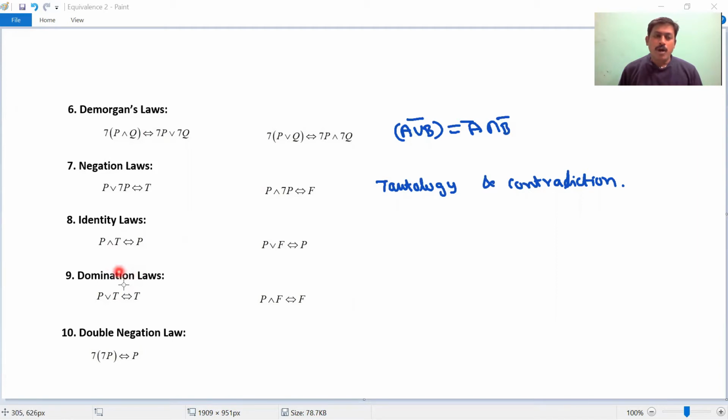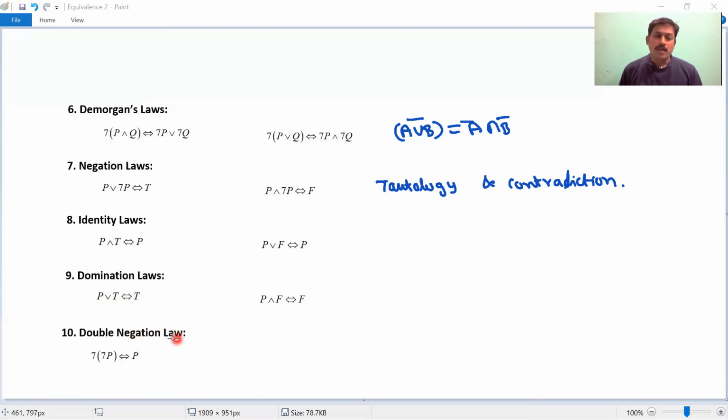Next law, domination law. P or T equivalent to T. Dual of this is P and F equivalent to F. To remember this domination law, if you operate a variable with the truth value, we are getting the result as the truth value. We can also say that the truth value dominates the variable. This way we can remember this domination law.